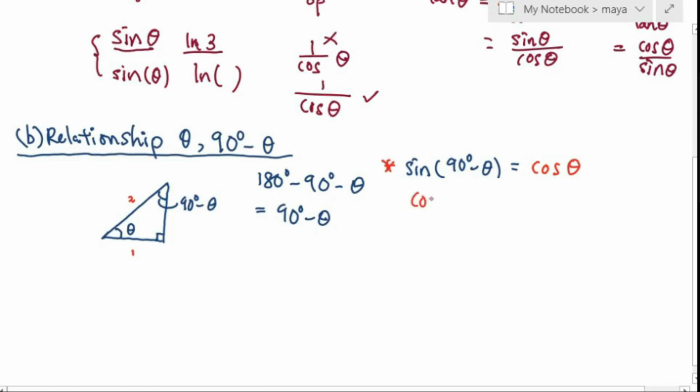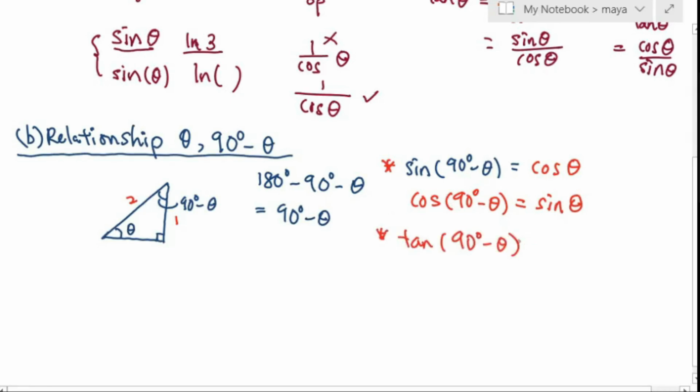Similarly, when I do cos 90 minus theta, the side referred to is adjacent over hypotenuse, which is the same as sine theta. So we can see here, for the relationship between theta and 90 minus theta, sine and cos are friends. We can say sine and cos are friends because my sine will equal your cos, and my cos will equal your sine. So this is the first relationship between sine and cos. They are friends. Secondly, how about tangent?